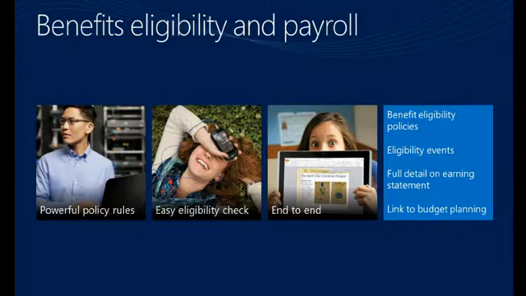So with AX 2012 R2, we use the existing policy framework to allow you to develop rules that allow you to define who is eligible for your benefit. The other thing that we introduce is the idea of eligibility events. So once we define the rules on who is eligible for your benefit, we run the eligibility based on a specific set of dates, and we also talk about the date effectivity of some of your workers to make sure that they fall within that range.